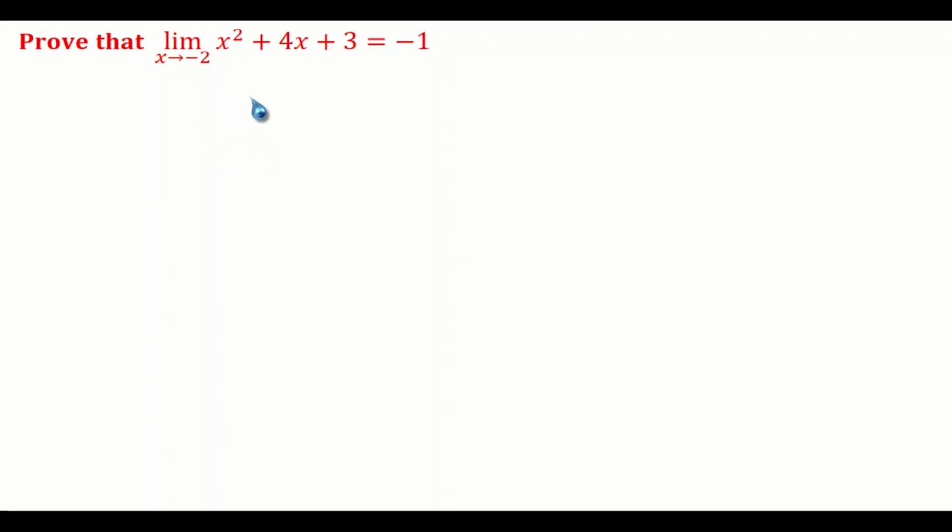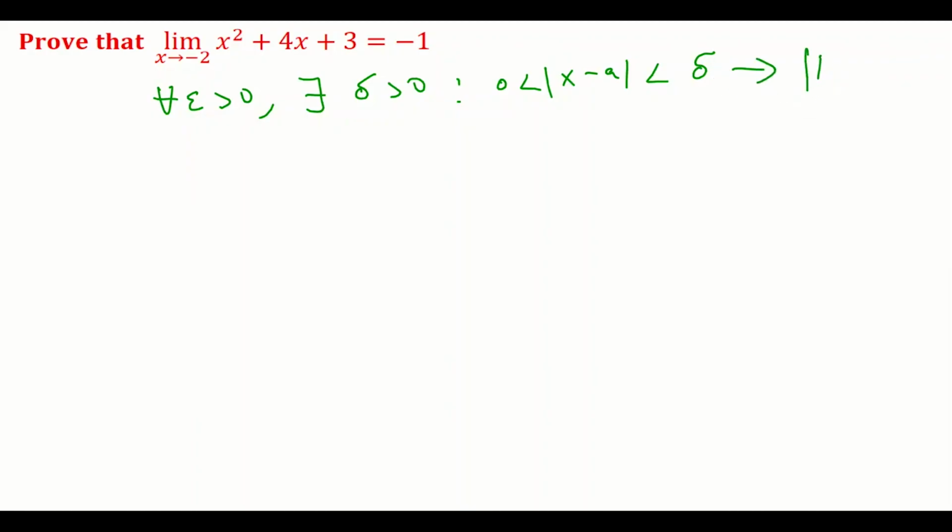I'll just give you the starting parts and then you can finish it up yourself. So here you have to write the first statement: for every epsilon greater than 0, there exists delta greater than 0, such that the closeness to A, written as 0 < |x - A|, and less than delta. If this is true, it follows that the absolute value of f of x minus L must be less than epsilon. So that is what it means.